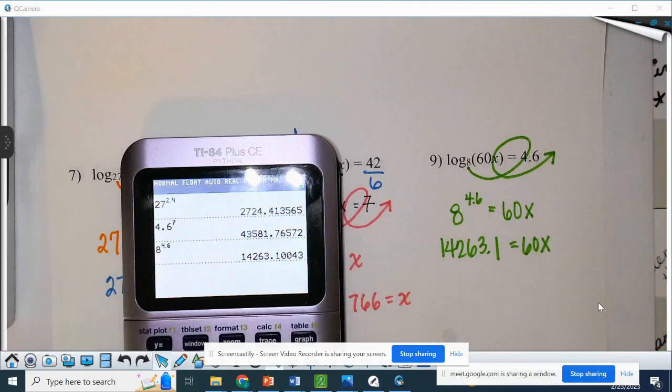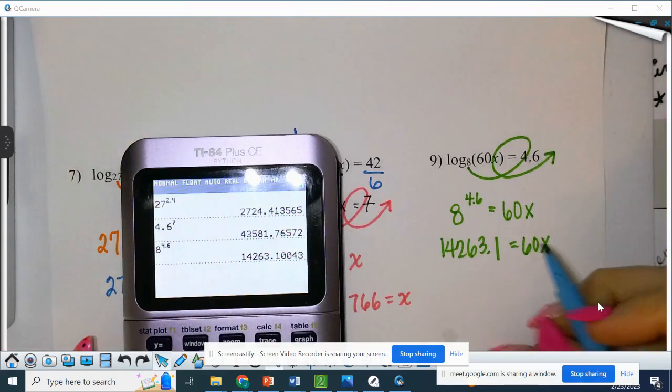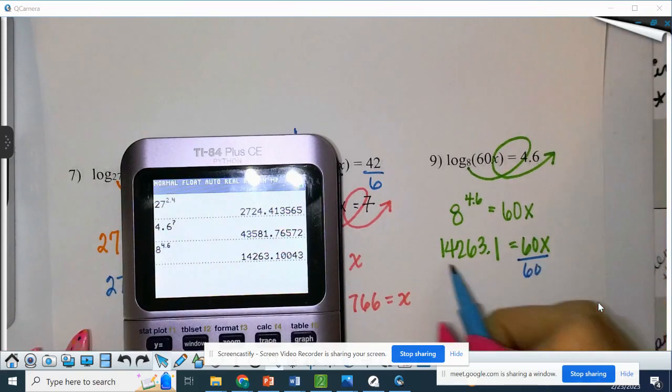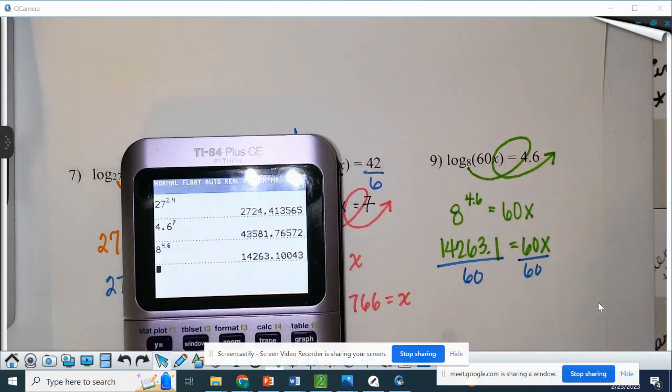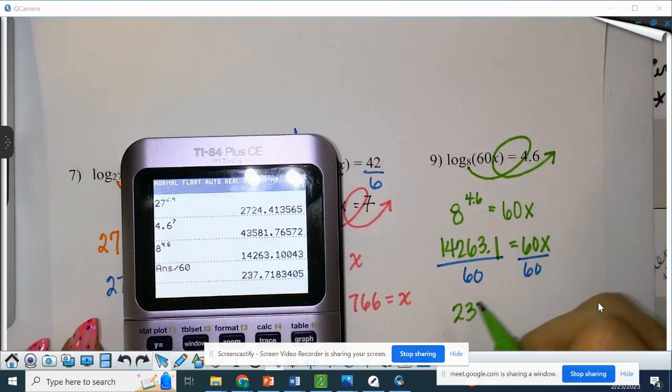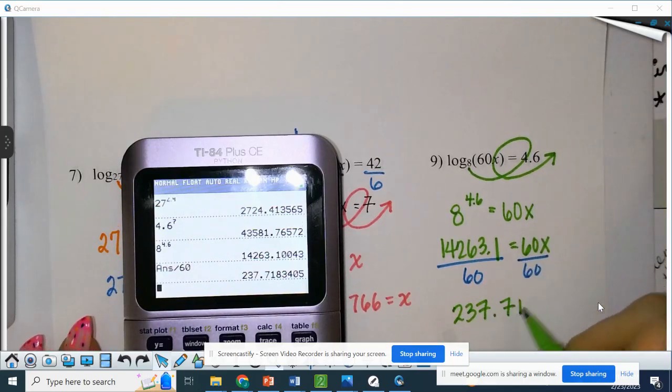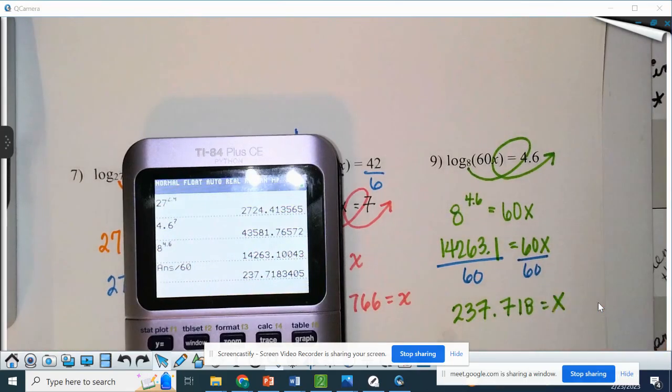Not done because x is not by itself. So we still want to get that all the way by itself. That's 60 times x. So we're going to divide by 60. And our answer should be 237.718, or 72 is fine as well, like I said. I'm just a big fan.